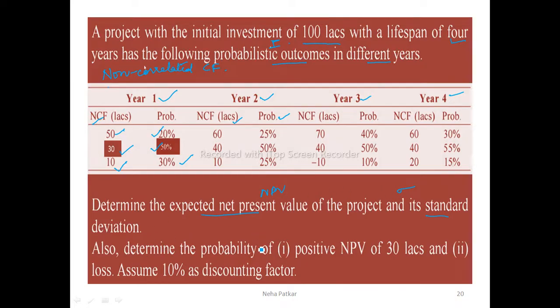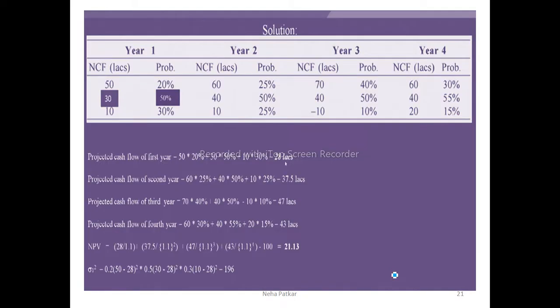Also determine the probability of a positive NPV of 30 lakhs, where X is 30 lakhs, and the probability of loss. One more parameter is given, that is the discounting factor of 10%, that is 10 divided by 100, 0.1. In the next slide we can see, first we have to determine the expected cash flow.